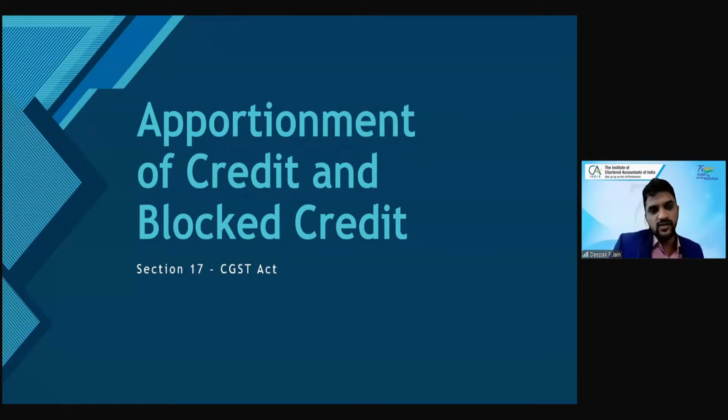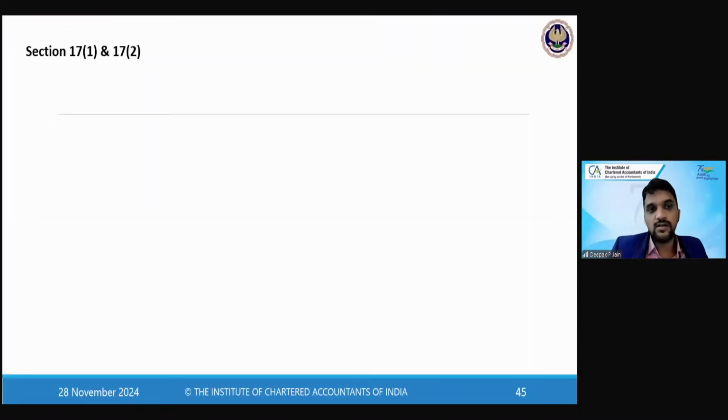Apportionment of credit. So we have understood section 16. Now we'll go to section 17, which is on apportionment of credit and block credit. Everything we have read says that all kinds of credits are available, but now 17 is coming and creating a showstopper here. It's saying no, all your credits will not be available because I have come. I will give you a list of block credits and I will block your credit.